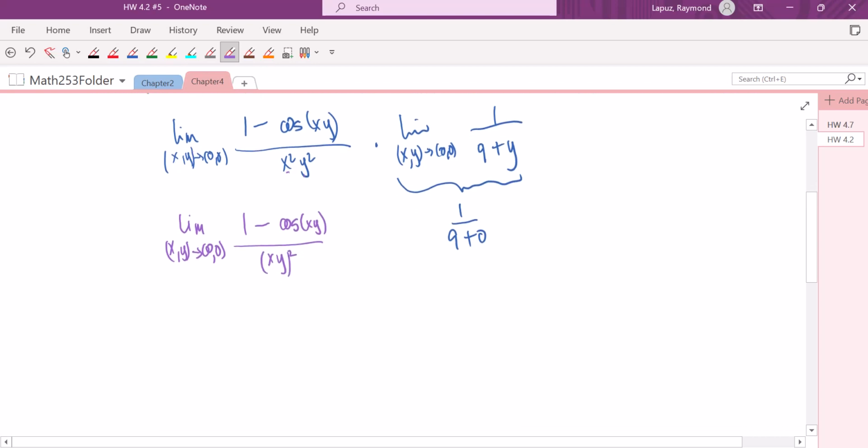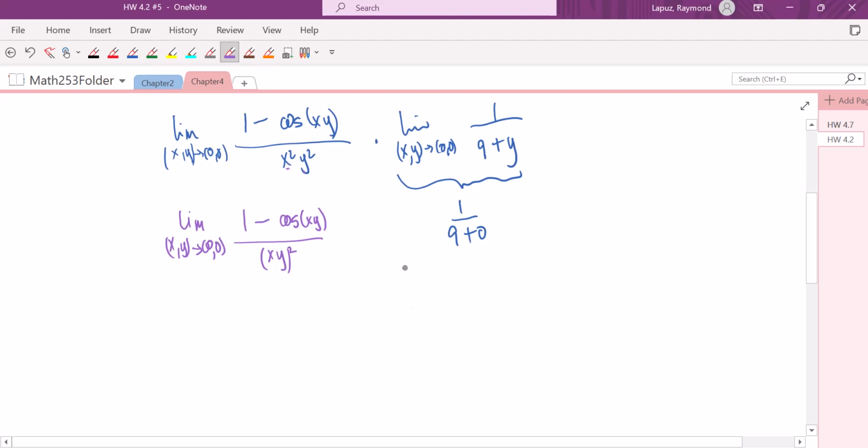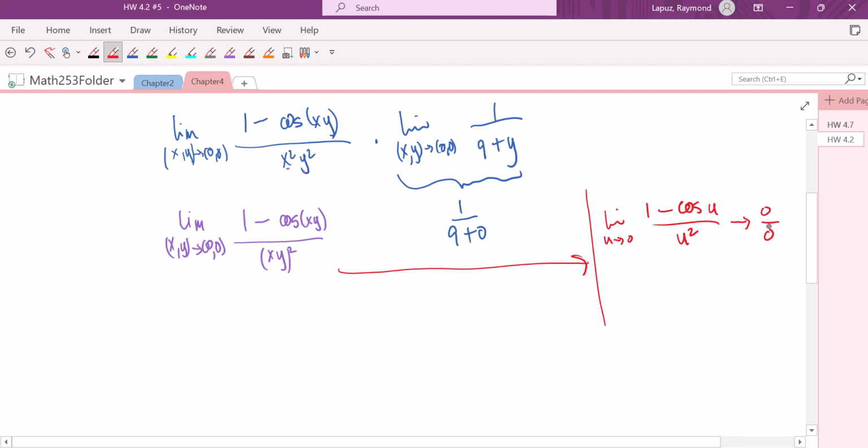So an idea here might be to consider, off to the side, maybe looking at the limit as some other variable u approaches 0 of 1 minus cosine of u divided by u squared. Now, if I put 0 in here, cosine of 0 is 1, 1 minus 1 is 0, and this is 0 squared, which is 0.